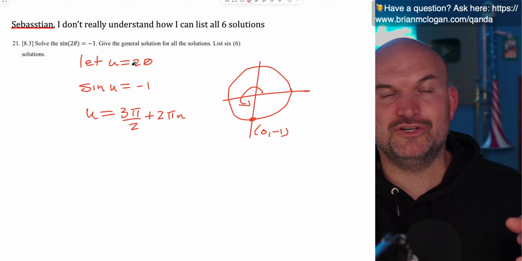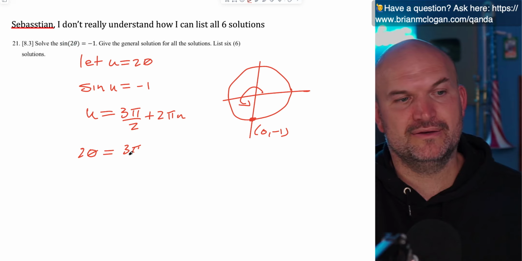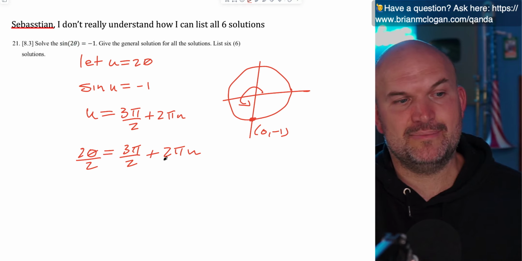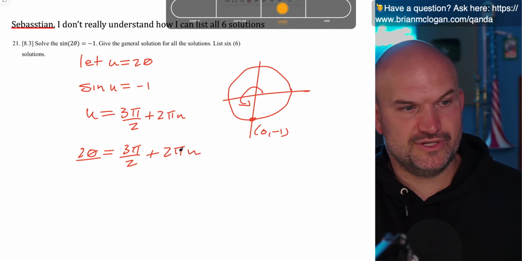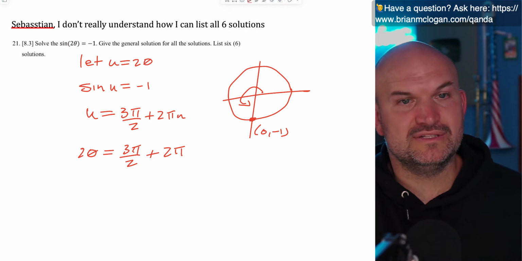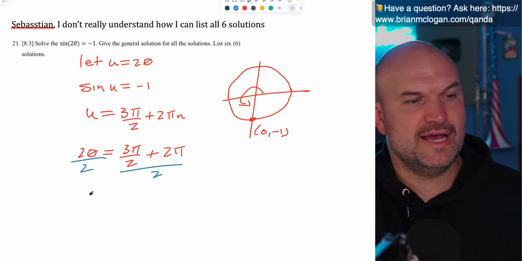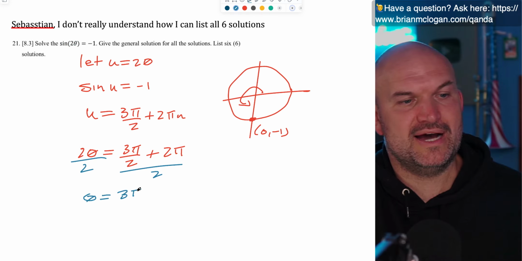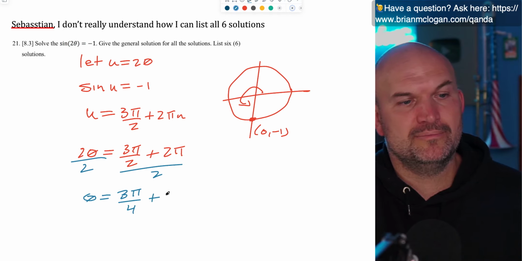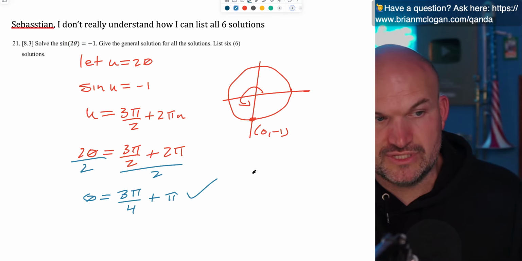But remember, we let u equal 2 theta. So now we're going to say 2 theta is equal to 3 pi over 2 plus 2 pi n. And now to solve for theta, I'm going to divide by 2. I'll get theta equals 3 pi over 4 plus pi n. Remember, dividing by 2 is the same thing as multiplying by 1/2. Okay, so that is going to be your solution, the list for all of your solutions.